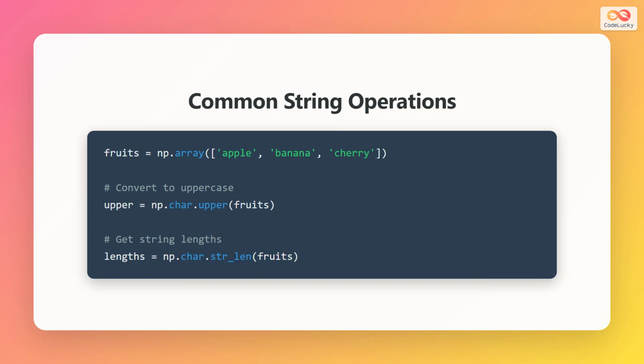NumPy provides a special module called np.char that contains many useful string operations. Let's say you have an array of fruit names. To convert all strings to uppercase, use np.char.upper and pass in your array. This returns a new array with all strings in uppercase. To get the length of each string, use np.char.str_len. This returns an array of integers representing the length of each string. These operations are vectorized, meaning they're applied to all elements at once, making them very efficient.